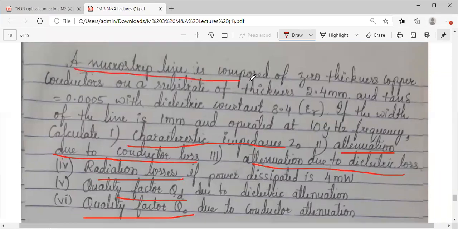A microstrip line is composed of a zero thickness copper conductor. So the strip thickness is negligible, it is zero. On a substrate of thickness 2.4. So the substrate thickness, that is the height.